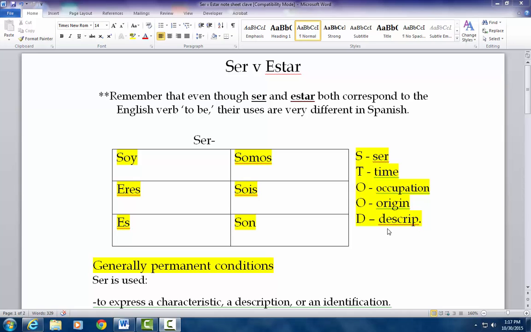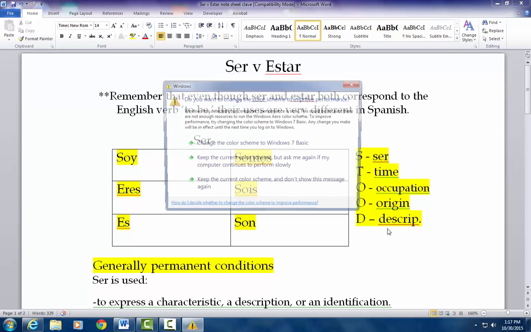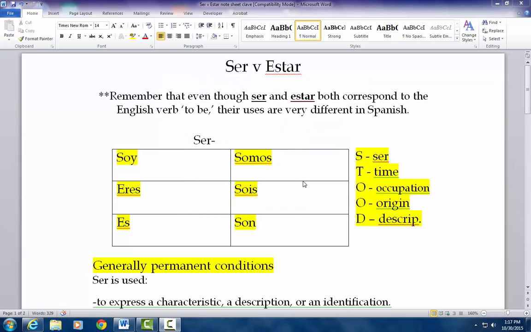Okay, so let's look at the conjugations of SER. Soy, eres, es, somos, sois, and son. As usual, please copy down everything that is highlighted in yellow in the video into your packets. We have a little acronym that we use to remember the different usages of SER, and that is STOOD. S stands for SER, T is for time, O is for occupation, the other O is for origin, and D is for descriptions. Again, feel free to pause this video at any time if I'm going too fast and you need time to copy down what is on the screen.